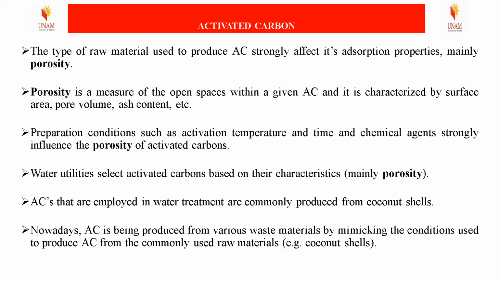ACs that are employed in water treatment are commonly produced from coconut shells, which are mainly found in the southern part of India, that is Kerala, and even from other materials, that is date seeds, pistachio shells, and any other shells which are hard carbonaceous material, bark of a plant, wood of a plant. Nowadays AC is being produced from various waste materials, mimicking the conditions used to produce AC from the commonly used raw materials, that is coconut shells.